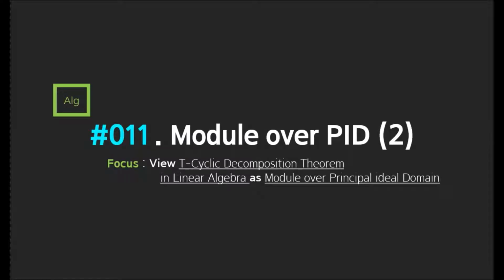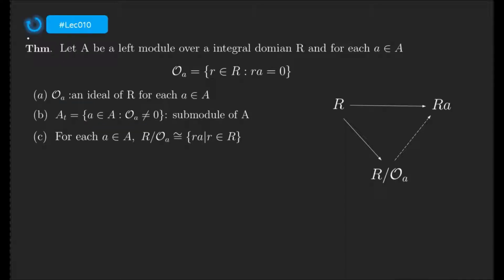Hello everyone. Today's lecture is the module over the principal ideal domain, second series. I want to view in this lecture the T-cyclic decomposition theorem in linear algebra as a module over the principal ideal domain. This is the theorem which we learned in the previous lecture 10.